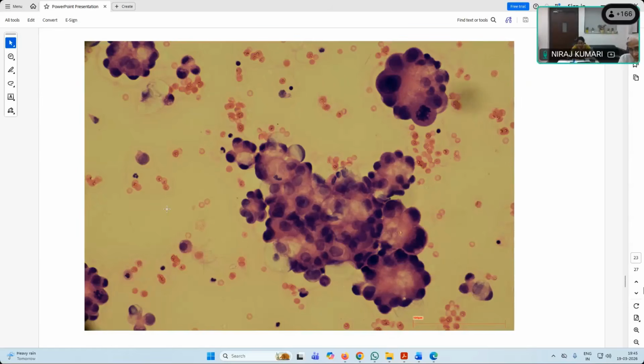The cells, the individual cell morphology. So these are 3D ball-like clusters, right?